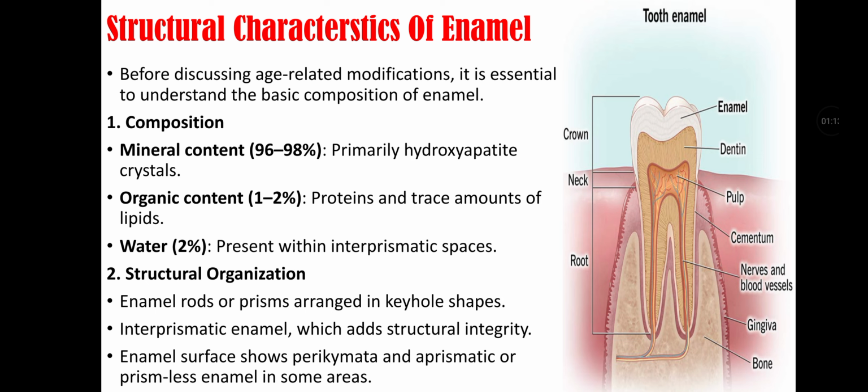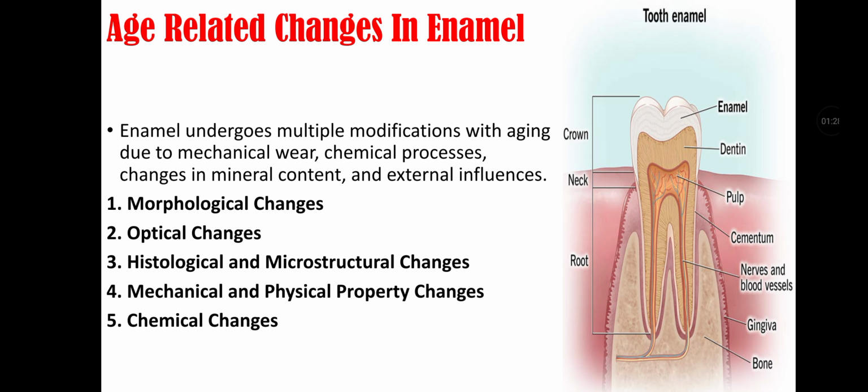Structural organization of enamel. Enamel rods or prisms are arranged in keyhole shapes in the enamel structure. There is interprismatic enamel which adds structural integrity. The enamel surface shows perikymata and aprismatic or prism-less enamel in some areas.